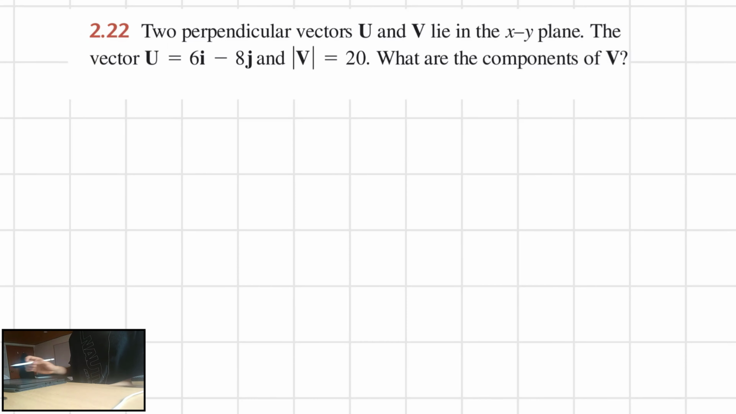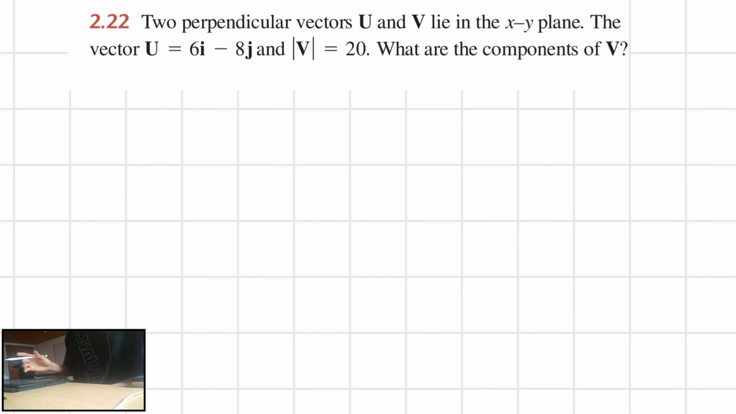Exercise 2.22. Two perpendicular vectors u and v lie in the xy plane. The vector u is equal to 6 units in the i direction minus 8 units in the j direction, and the magnitude of v is equal to 20. What are the components of v?